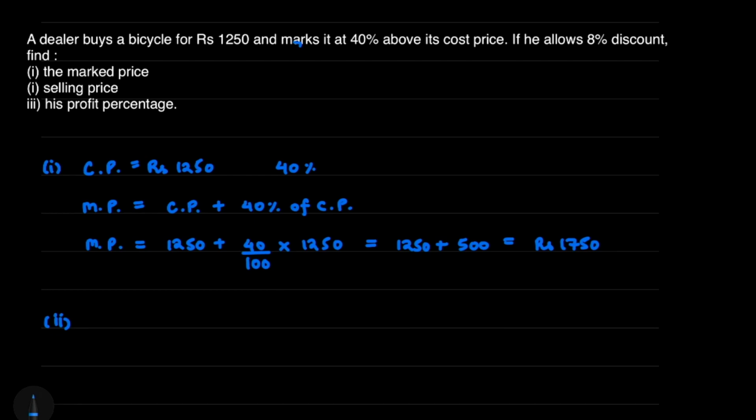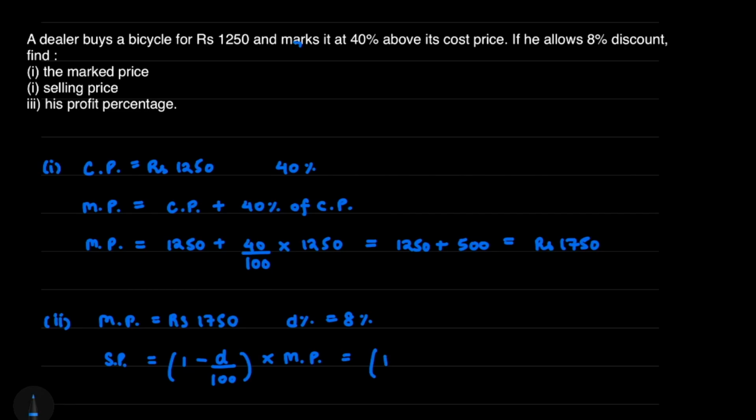We have to be careful when we are looking at marked price and cost price, because both can be confusing. Next, we have to find the selling price. And the selling price is done in terms of the marked price and not the cost price. So selling price relates to mark price, discount, and the selling price. So let's look at this. We already know the marked price as rupees 1,750. We also know the discount percent of 8%. And using this, we can find the selling price as 1 minus discount over 100 times mark price. Let's quickly evaluate this. And this comes out to be rupees 1,610.